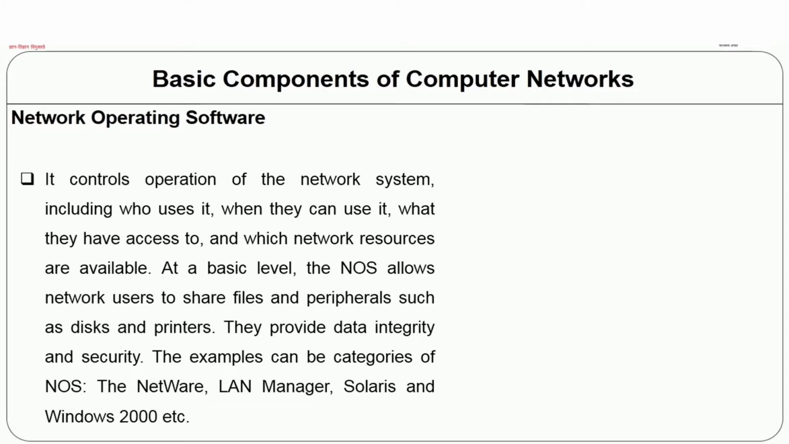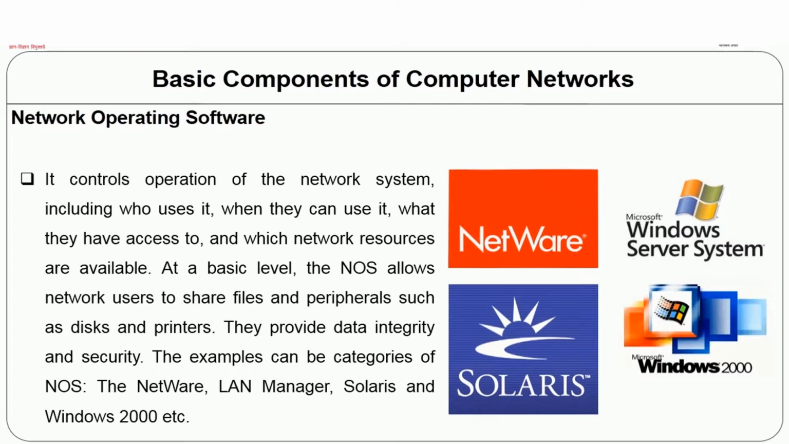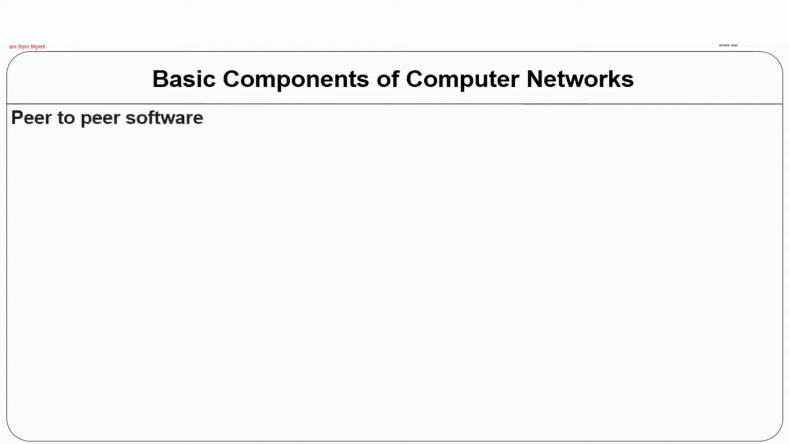At a basic level, the network operating software allows network users to share files and peripherals such as disks and printers. They provide data integrity and security. Examples of network operating software are NetWare, LAN Manager, Solaris, and Windows 2000, etc. The main categories of network software are peer-to-peer software and client-server software. Let us see peer-to-peer software first.